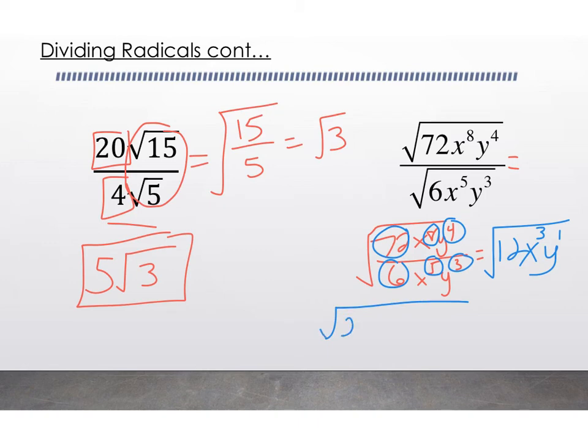In fact, 12 breaks down to 2 times 3. There's 3 x's because of the x cubed, and there's only one y there. Since the index is 2, we're going to be looking at pairs here, and it looks like there's 2 pairs. There's a 2 we can pull out, there's an x we can pull out, and what we're left with is what we didn't circle, which is 3xy. So that would be our final answer for that last problem.